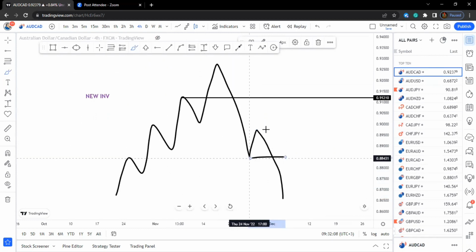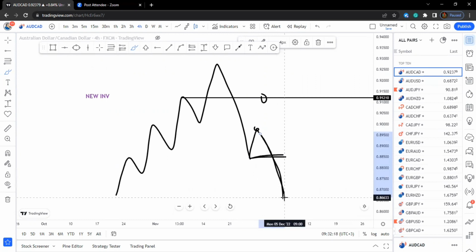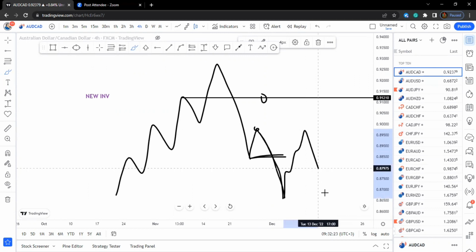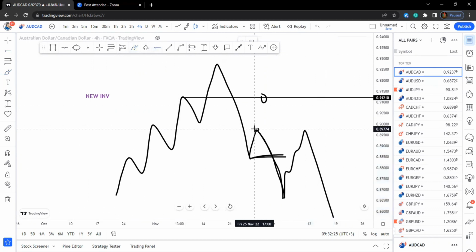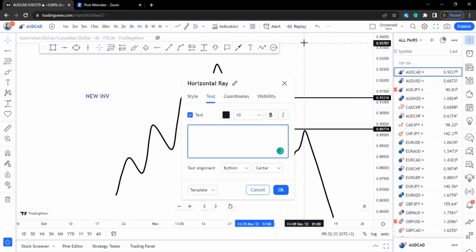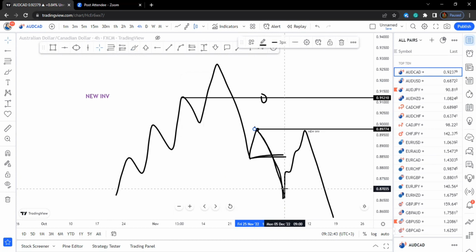Any price break structure, but fails to test this point, creates another higher low. Then it breaks this lower low to create another lower low. Then we are expecting the price to come and test this point here, then to have a drop from there. That's what we call the new evaluation point. So this is setup number 2. This is what we call new INV over there.